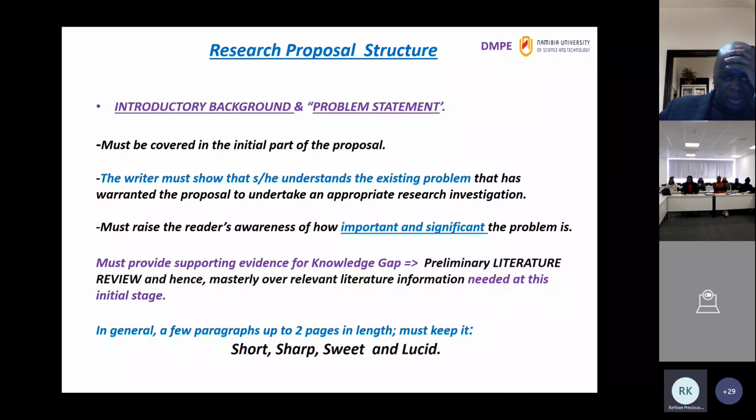In the introductory background, just to finalize what I've just said so far, the writer must show that he or she understands the existing problem that has warranted the proposal to undertake an appropriate research investigation. You must raise the reader's awareness of how important and significant the problem is. You must provide supporting evidence for knowledge gap. Don't just say there is knowledge gap and it will be believed.